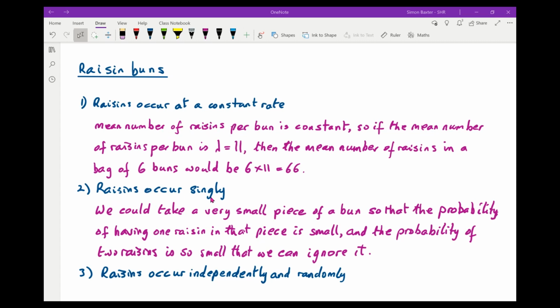The second condition we need for a Poisson distribution is that raisins occur singly. This is what I showed you when we took a very small piece of bun, and the chances of getting 1 raisin in that piece was very small, and the probability of getting 2 raisins so small that we could ignore it. And then, provided that the mixture is all thoroughly mixed and there is no clagging together of raisins or anything like that, we can assume that the raisins occur independently and randomly.